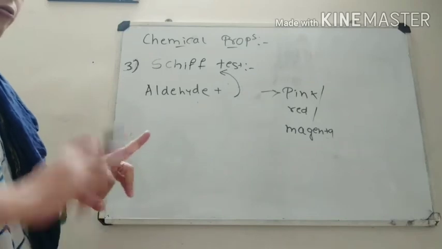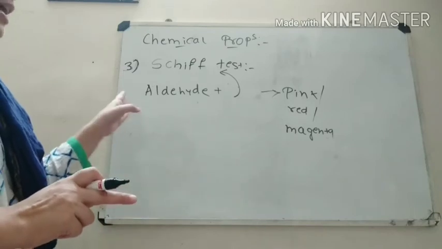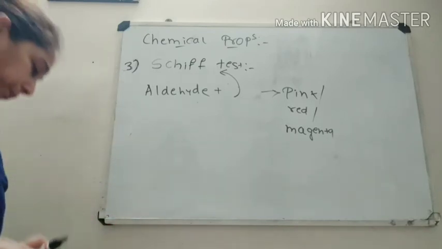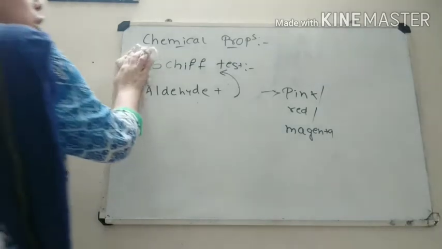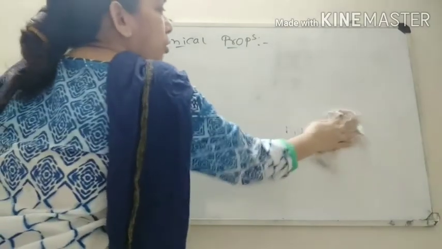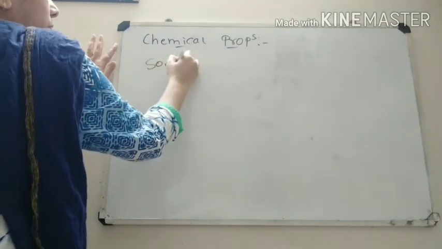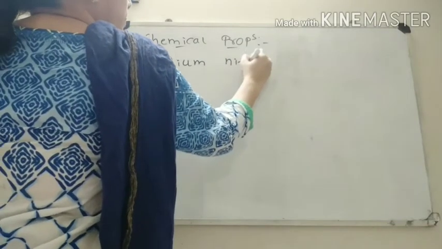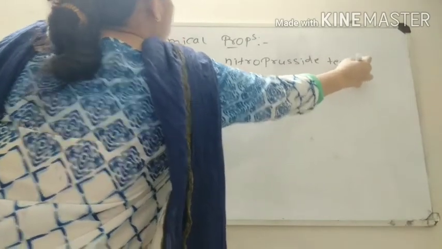So this is about the 3 reducing properties of the aldehyde. We have done 3: the first was the Tollens reagent test, the second was the Fehling solution test, and the third is the Schiff test. Now one more test is for the ketonic group. All the 3 tests we did were for the aldehyde. Now what about the ketone? The laboratory test for the ketone is the sodium nitroprusside test.